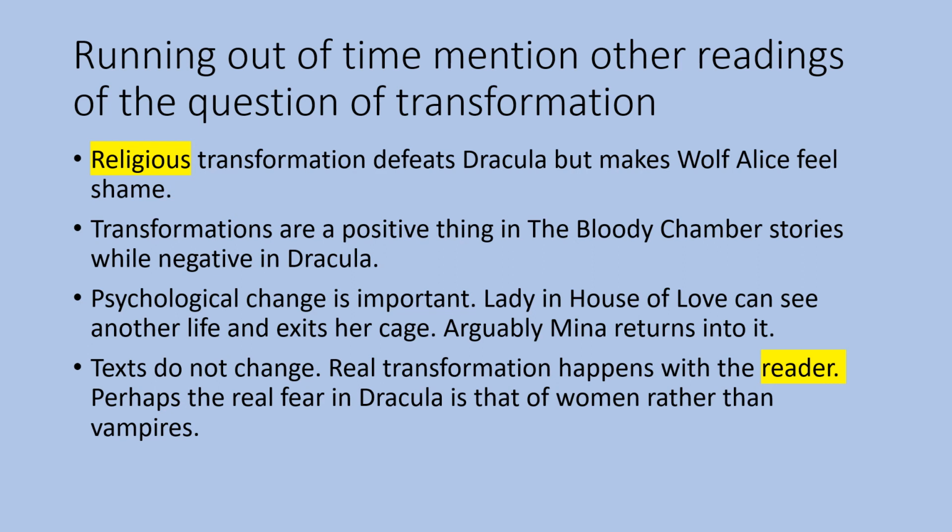Final point you could make, perhaps think about not just the text, but the readers of the text, AO5. Real transformation happens with the reader. Perhaps the real fear in Dracula is that of women rather than of vampires. Perhaps a modern reader looking back on Dracula and looking back at how central sexuality is to the novel might suggest that what the novel is really terrified of is women taking control over their sexuality. Maybe that might not have been the immediate thought of the Victorian reader.